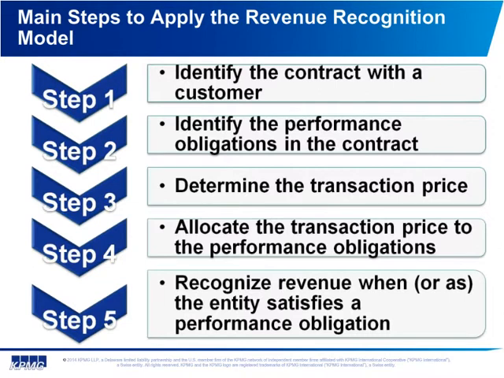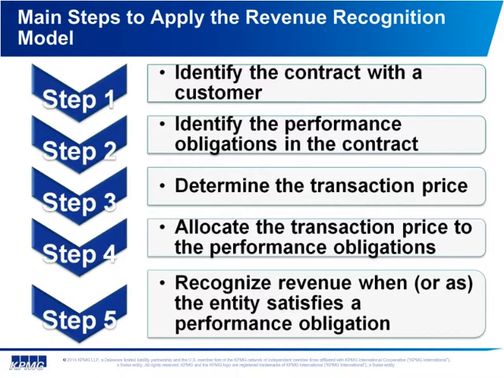Let's start with a brief overview of the model. The new revenue standard includes a 5-step model for recognition of revenue from contracts with customers. Those 5 steps are highlighted on this slide. In step 1, an entity determines if a revenue contract exists based on the criteria in the new standard. Additionally, an entity will need to consider whether a contract should be combined with other contracts.